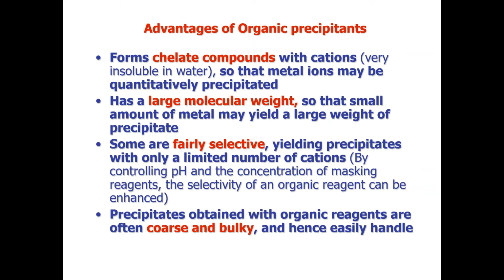As mentioned just now, DMG is very selective. So being selective, it's a good choice of precipitant. But some may not be selective. Okay, hydroxyquinoline may not be selective, but by controlling the pH, we can make it slightly more selective. And under normal circumstances, precipitates with organic reagents are often coarse and bulky, and hence easily precipitated out, and you will see a lot of precipitate formed. Okay, so this is the advantage of organic precipitants as compared to inorganic precipitants.